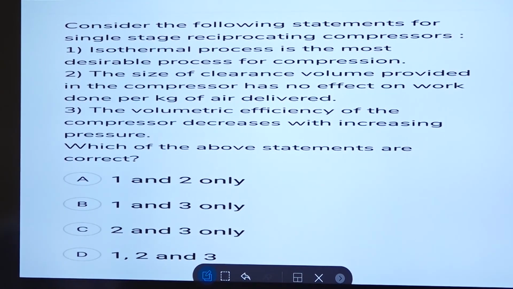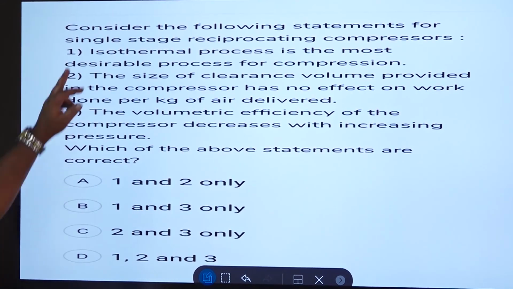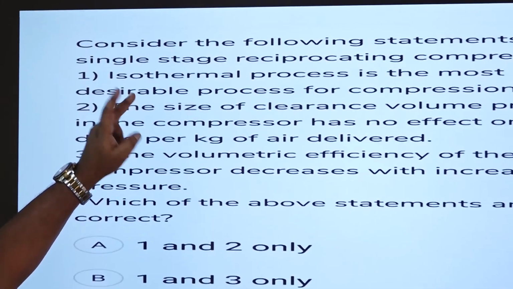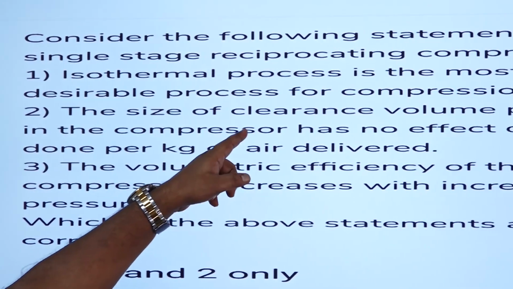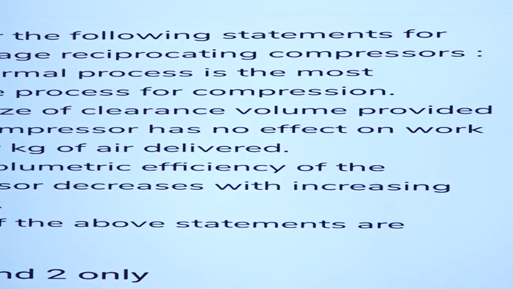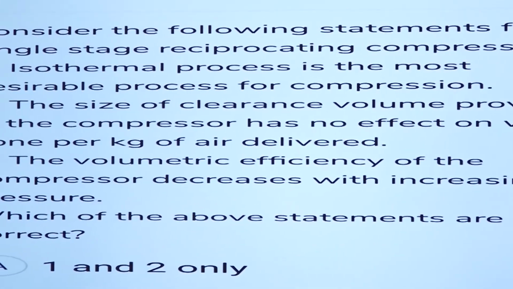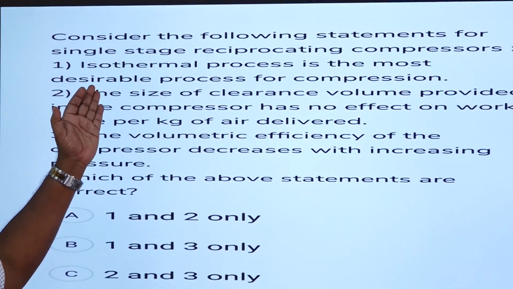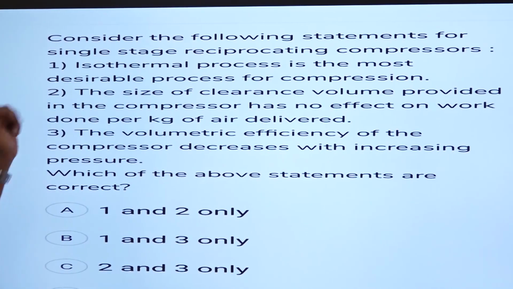Consider the following statements for single stage reciprocating compressors. Isothermal process is the most desirable process for compression. Yes, now only we have seen, but why is it not possible practically? Because of this slow movement you have to maintain, that is, the movement of the piston should be very slow. But you can achieve a very large, it is the most desirable process for compression. Yes, okay. So the first one is okay.